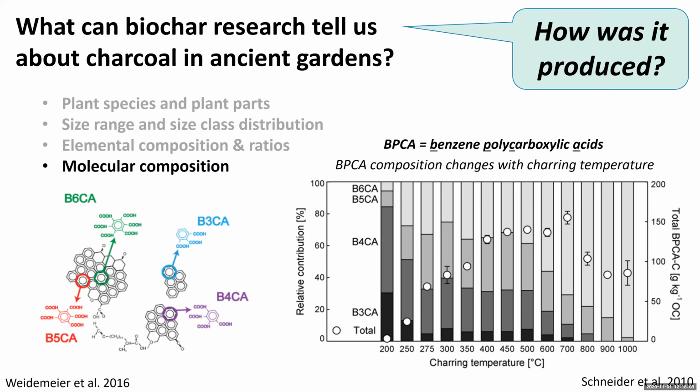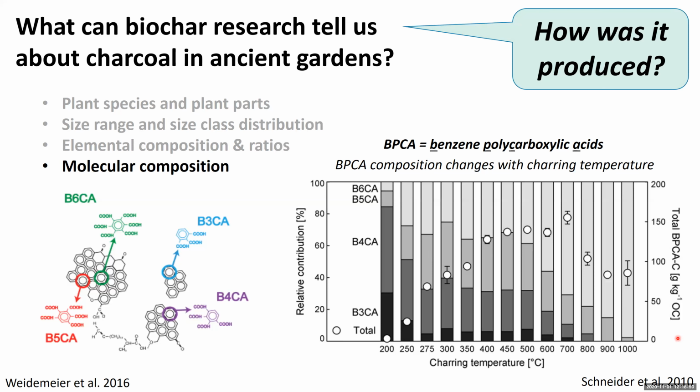So if we look at the change in BPCA composition, moving from the low temperature chars to the higher temperature chars, we see that B3CA, the darkest color bar, decreases as charring temperature increases, and B6CA, the lightest color bar, increases as charring temperature increases. So if we also look at the white circles that are on top of each bar, these correspond to the axis on the right, and they show the total amount of BPCAs detected from each of the different temperature chars.